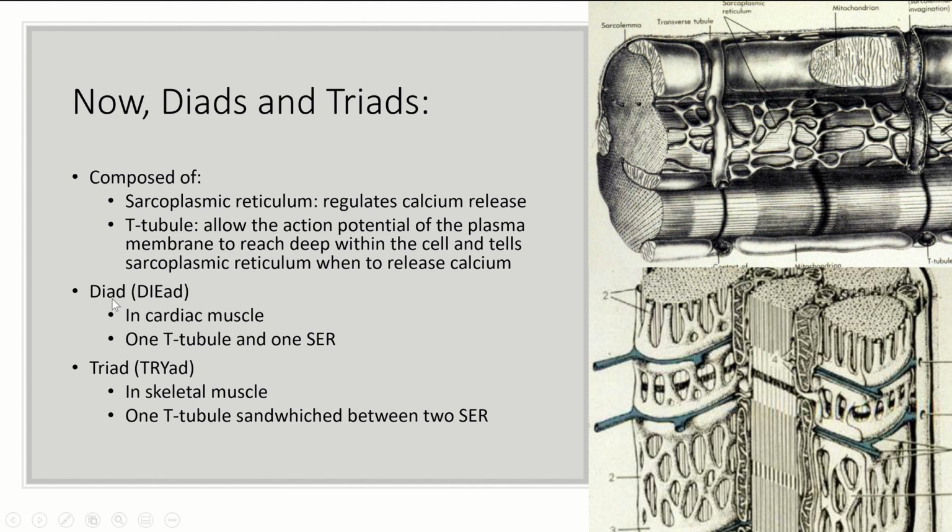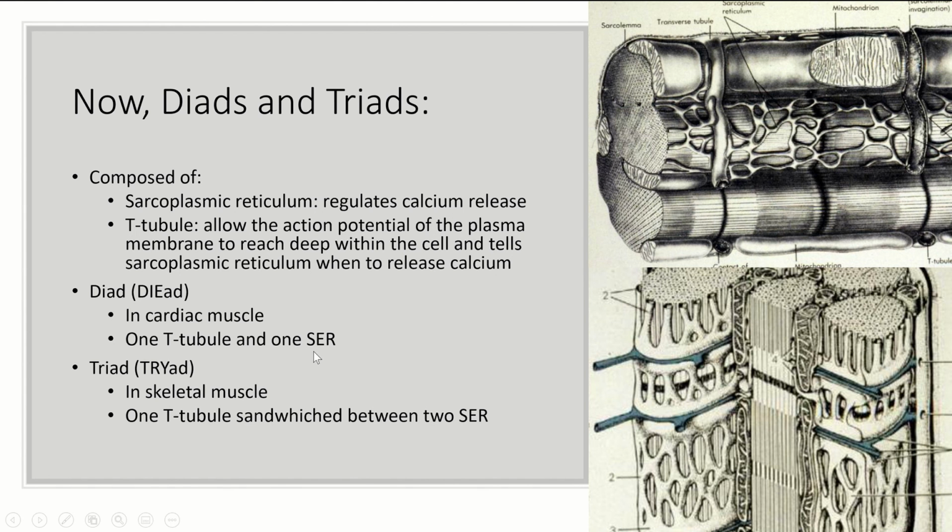The only difference is in cardiac muscle, you have a dyad. In skeletal muscle, you have a triad. Basically, what that means is a dyad is composed of one T-tubule and one sarcoplasmic reticulum going down into the cell at a time, okay? A triad is composed of one T-tubule and two sarcoplasmic reticulums going down into a cell at a time. So here you can see there's one, a T-tubule, and another sarcoplasmic reticulum. So there's three things total in a triad. There's two things total in a dyad, right?